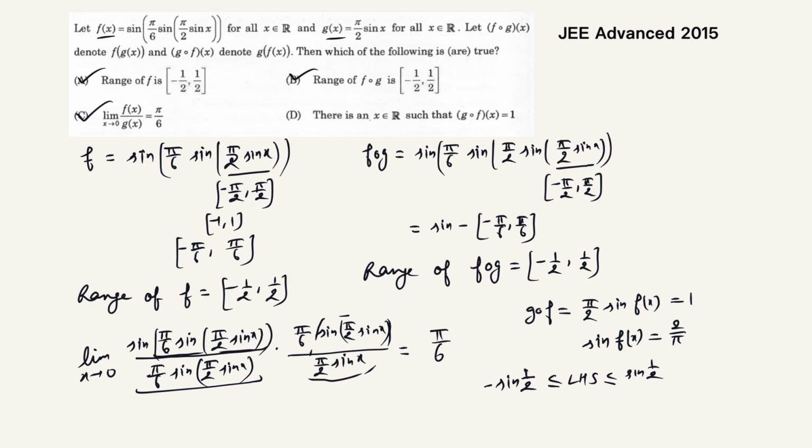And we can see that this value, which is the maximum value of the left hand side, sine half, is less than half. But the right hand side, which is 2 over pi, is greater than half. Therefore, there is no such x. And hence, option D is rejected.